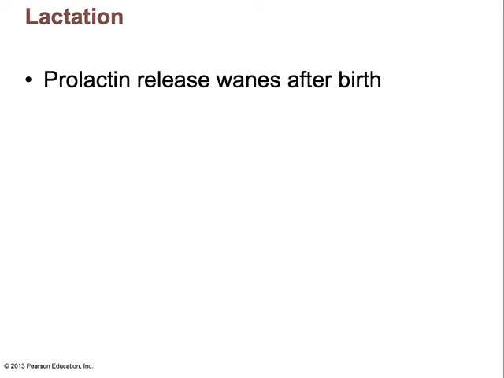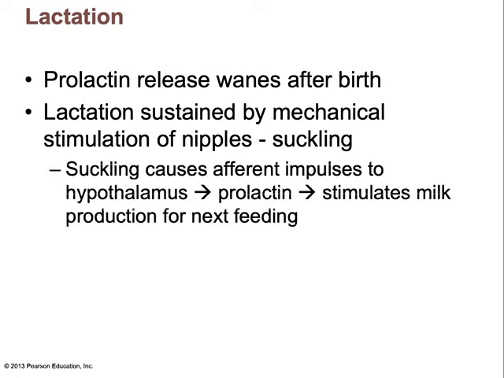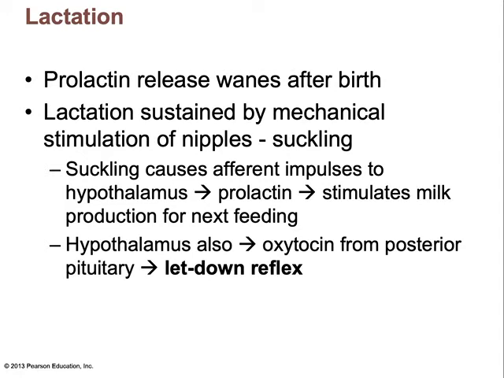Prolactin release drops prior to birth, but the lactation is sustained by the act of nursing. The nursing causes afferent impulses in the hypothalamus to cause prolactin release, which stimulates milk production for the next feeding. It also promotes oxytocin production, which causes the milk letdown reflex. And this is sometimes also triggered by the cry of a baby. And that's the milk ejection. So oxytocin is milk ejection, prolactin is milk production.